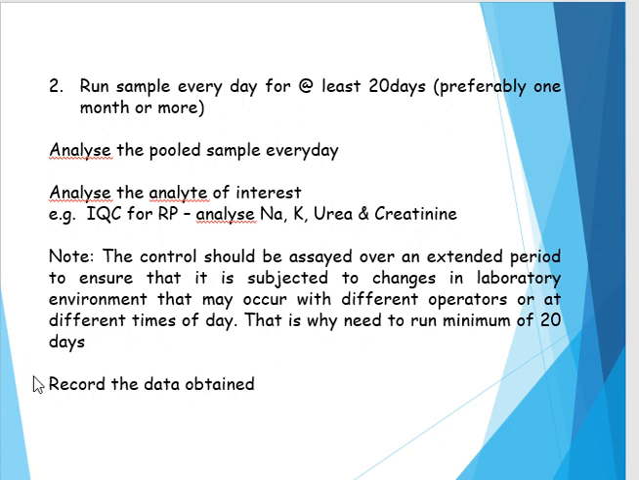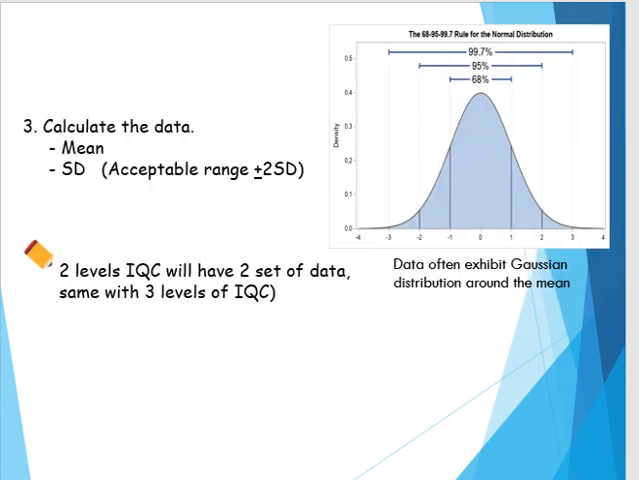And remember to record the data obtained. You don't want to repeat this testing. Okay. And then we need to calculate the data. We need to find the mean and SD of the QC data. Theoretically, repeating the same sample will produce the same result.